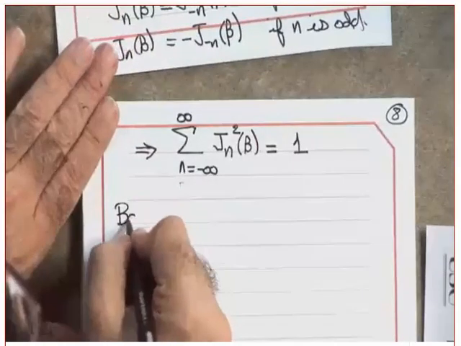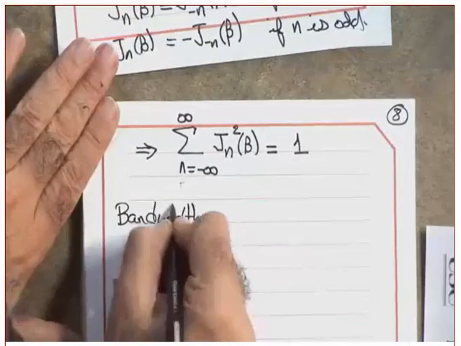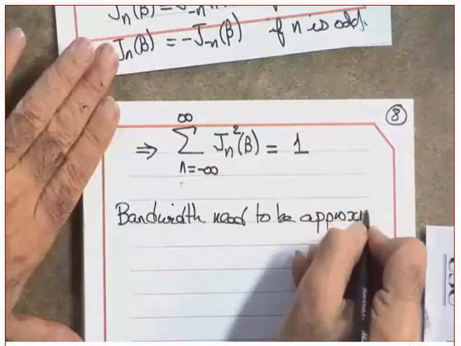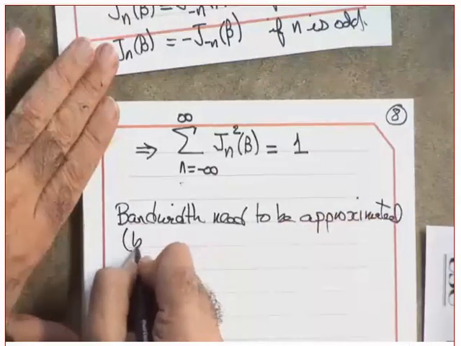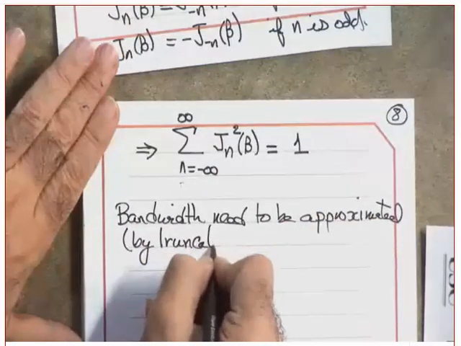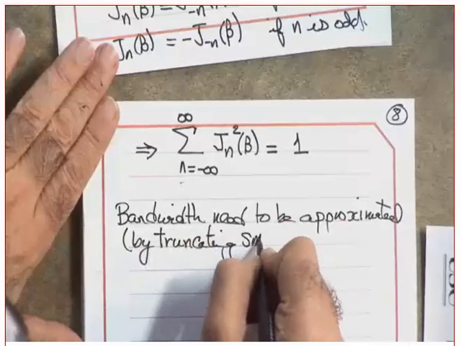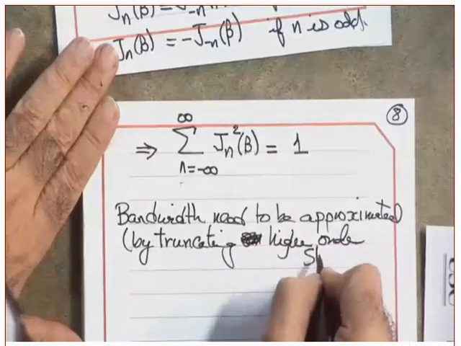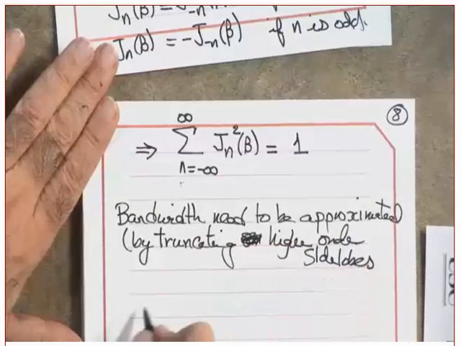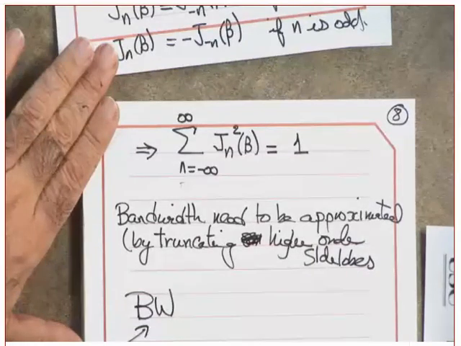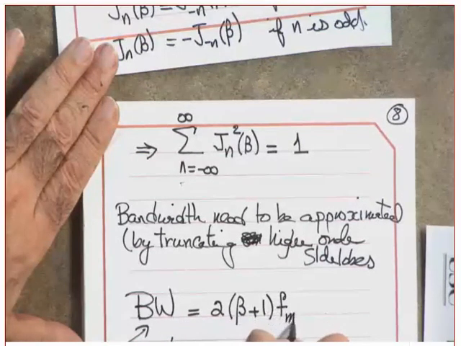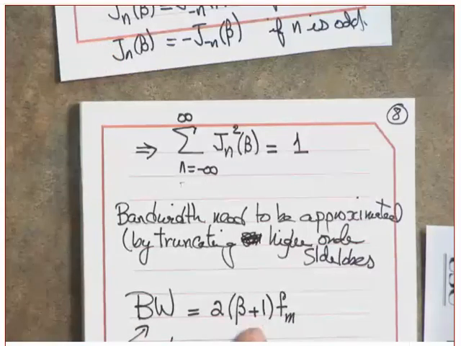Now, one final thing: the bandwidth needs to be approximated. Why approximated? By truncating higher order side lobes. And we end up with what is known as the Carson bandwidth. He found out it's equal to 2 beta plus 1 times F. What does that mean? I want you to tell me what that means.